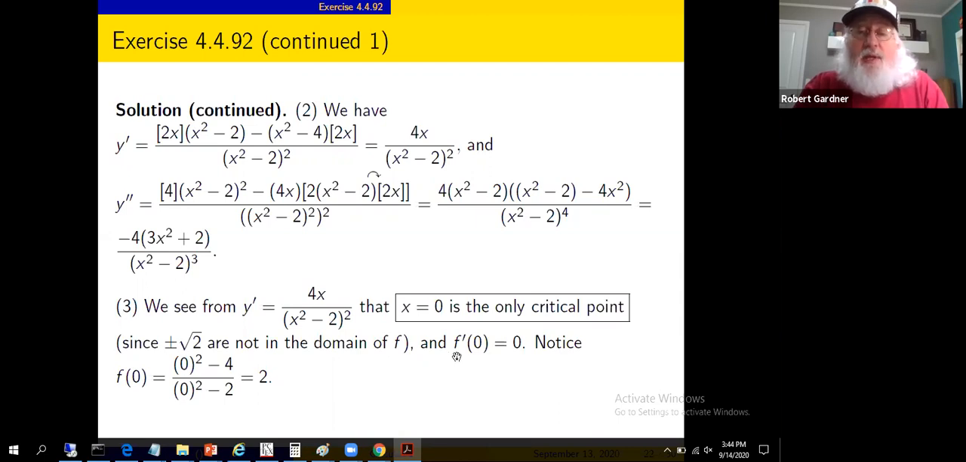So let's see, we get f prime of 0 equals 0. We'll make a little hash mark at x equals 0. And that's the only critical point. Plug 0 in, we get 2 out. So we've got the point (0, 2). It'll get a little horizontal hash mark when we graph it.